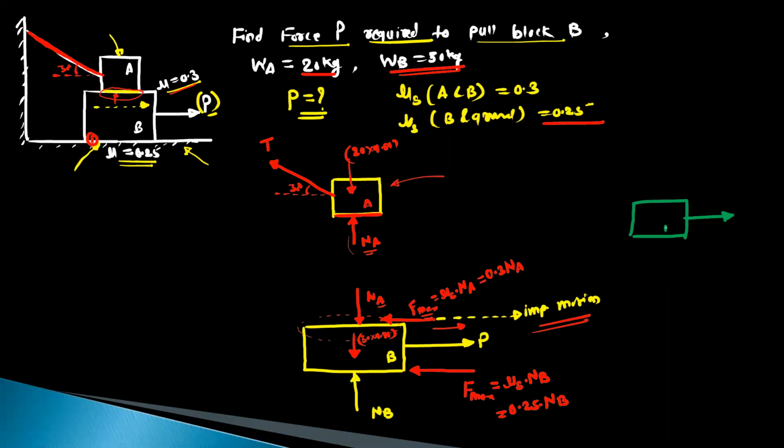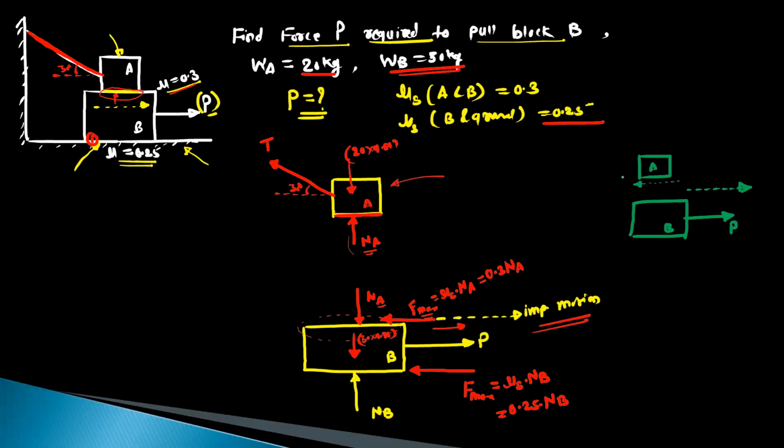So this is the block B. We are applying the force P. So the motion of block B is towards the right side. So relative to block B, this block A will have the opposite motion. So this is actually a relative motion.